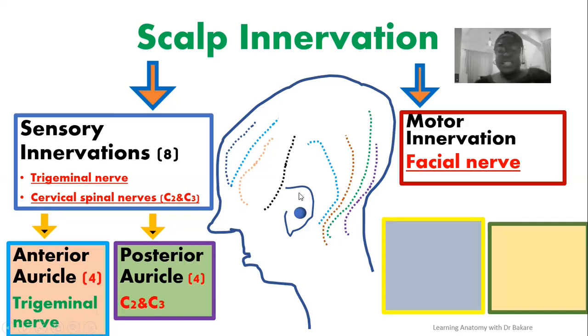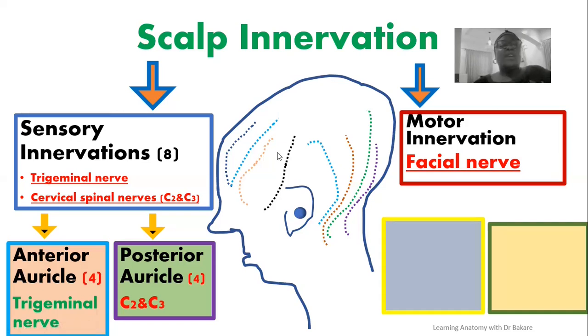So you can see that using the auricle as a landmark, the anterior part is supplied by 4 branches from the trigeminal nerve. Then we have the scalp at the posterior region of the auricle, being supplied by 4 branches from the cervical spinal nerve. And this, of course, is limited to C2 and C3 spinal nerves. So you can see how these different branches are taking up their spaces within the region of the scalp.